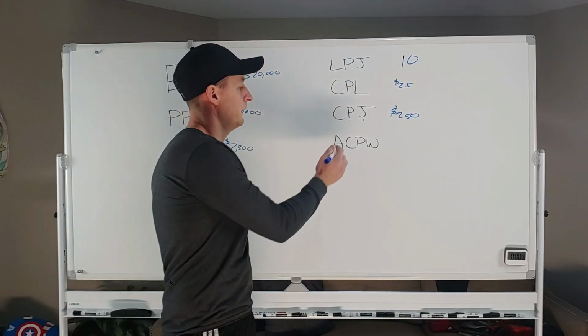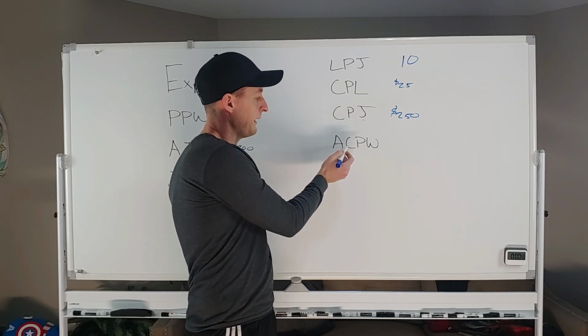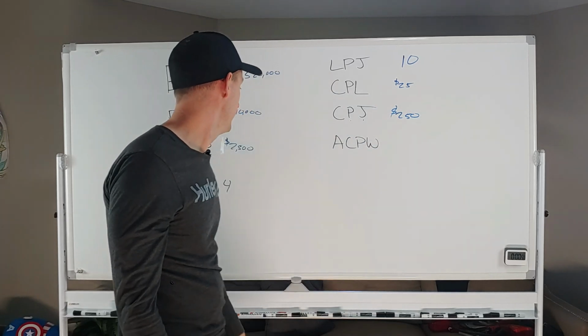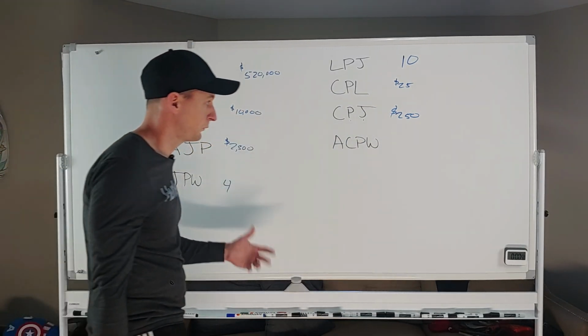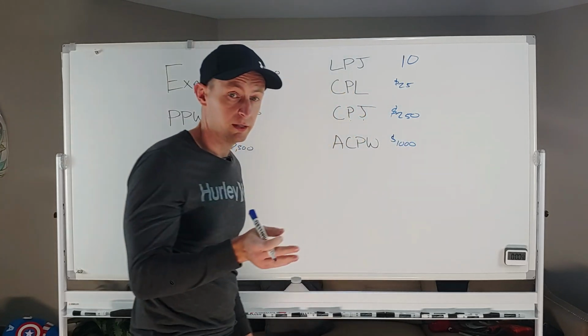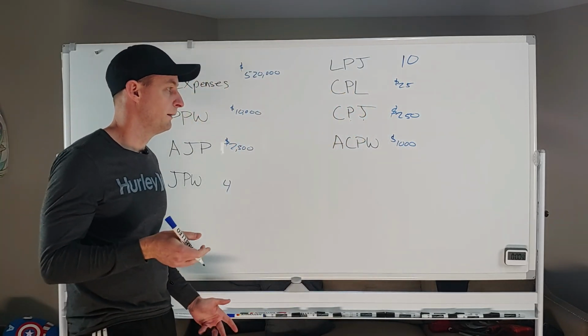Okay. Then the final thing we're looking at is ad cost per week. So all we're doing now is taking the $250 per job times the number of jobs, which is 4. Okay. And that gives us a grand total of $1,000. Okay. And we're pretty much done.